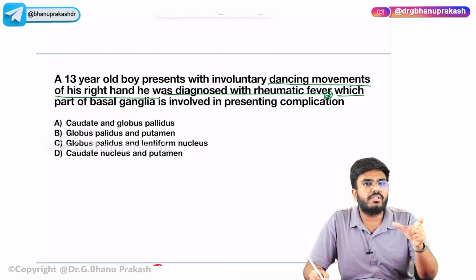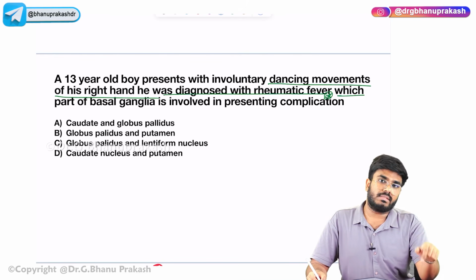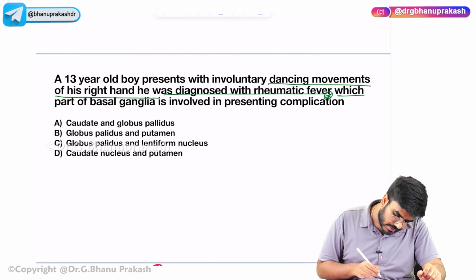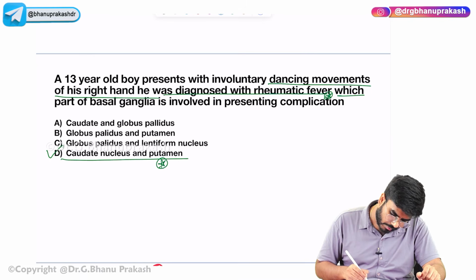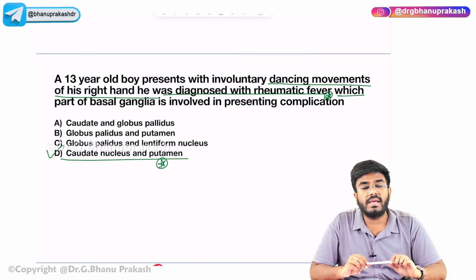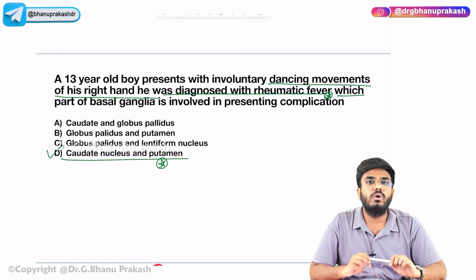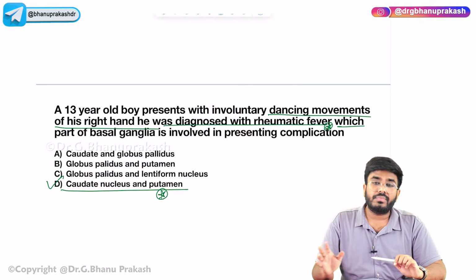Chorea is due to damage to the caudate nucleus. So what is damaged? There is damage to the caudate nucleus and putamen, because the caudate nucleus and putamen together are called the striatum. Striatal damage is going to cause chorea, Sydenham's chorea, in rheumatic fever.